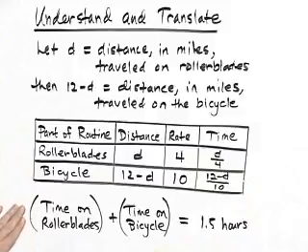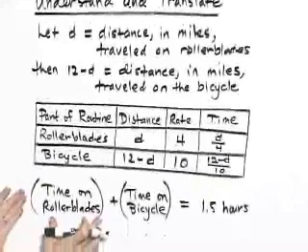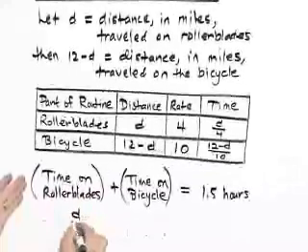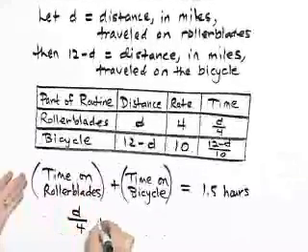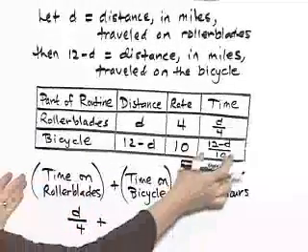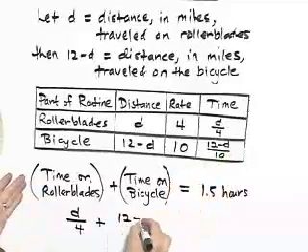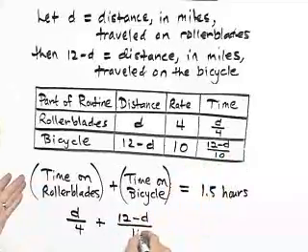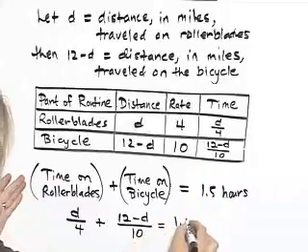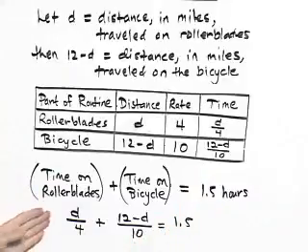So now I can use my equation form based on information given in the problem that the total time exercised was 1.5 hours. So the time on rollerblades, which is D over 4, plus the time on the bicycle, which is 12 minus D over 10, is equal to 1.5. We will use this equation to solve the problem.